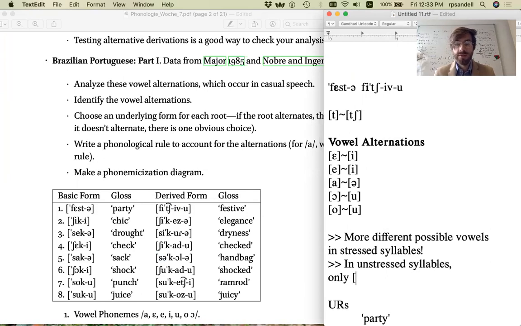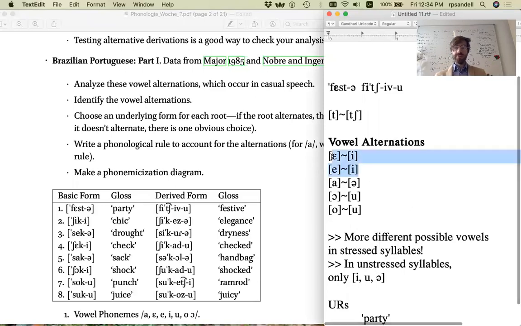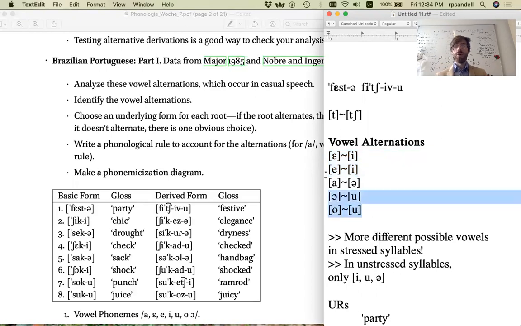only the vowels i, u, the two high vowels, and the mid-central vowel schwa, are allowed. And based on these patterns of alternation, we see, for instance, the two front mid-vowels, e and a, alternating with e, and the two back mid-vowels, o and u, alternating with u. It seems most reasonable to me to think that we're seeing an instance of neutralization.